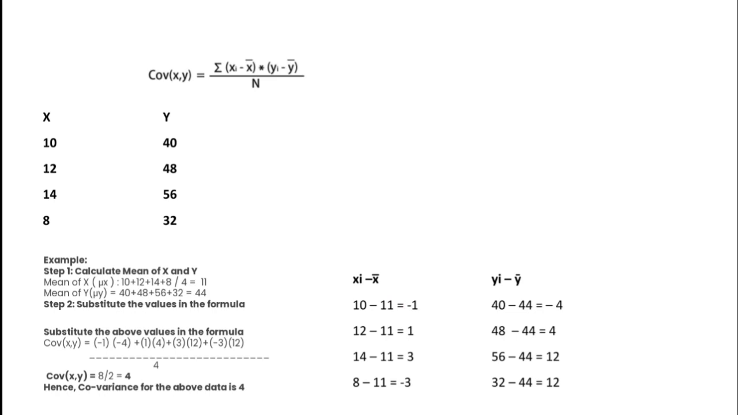So for y, I am subtracting the mean value from all the values of y. My mean value is what? 44. You know that the mean value of y is 44. I will do that: 40 minus 44, 48 minus 44, 56 minus 44, 32 minus 44. I am going to get these values: minus 4, 4, 12, 12.